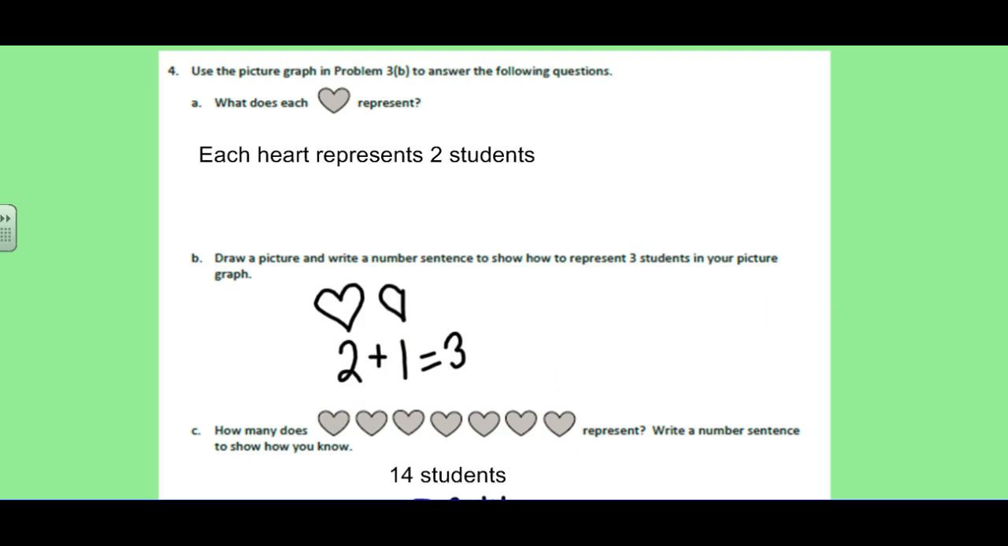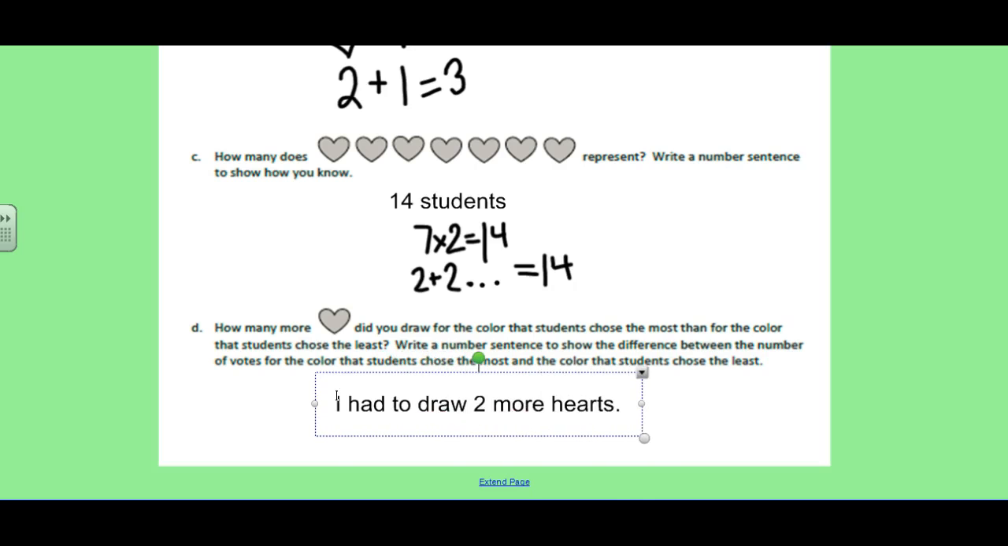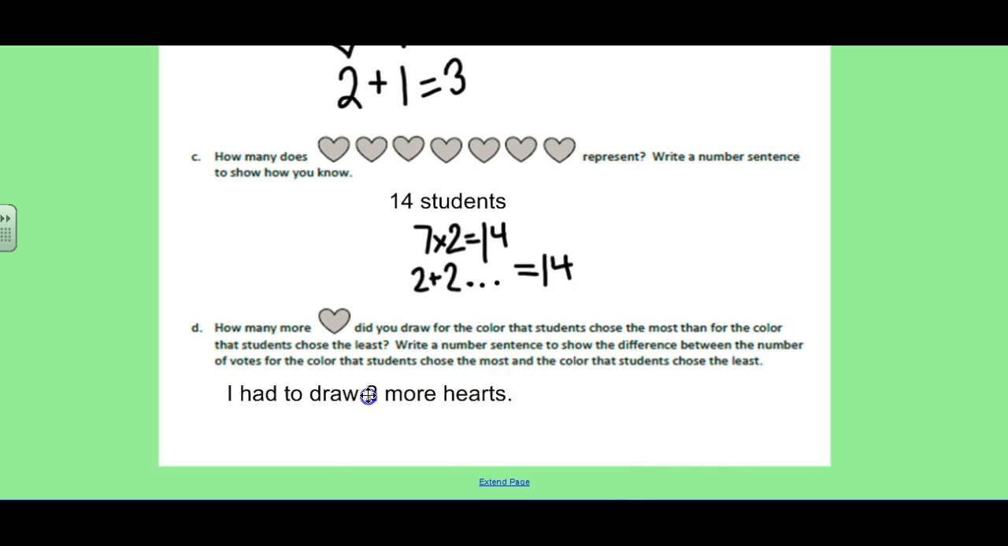So to answer this question where it says how many more hearts did I have to draw, I had to draw 2 more hearts. You may not be putting what I'm putting right now because your chart is different than mine. Yours does not look exactly like mine does.